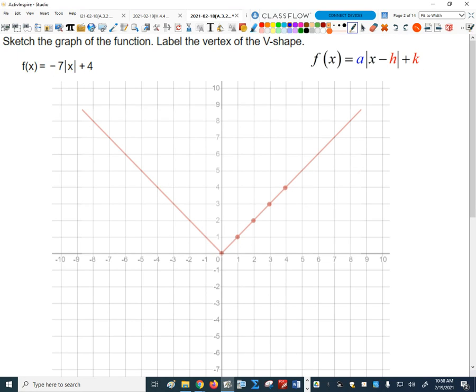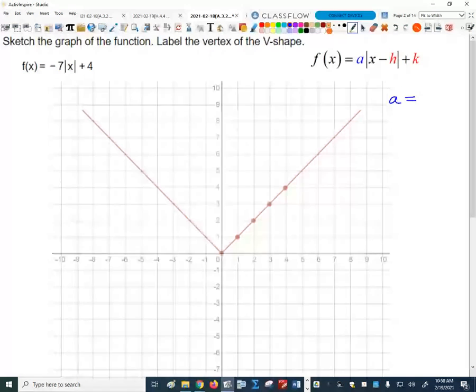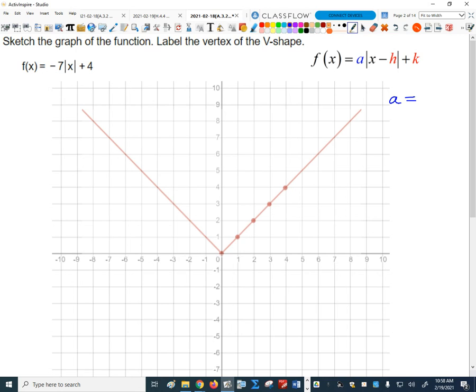Type it in chat for me. What's the value of A, please? Just the value of A. Tell me first. Yeah, good. It's just negative 7, isn't it? Good.